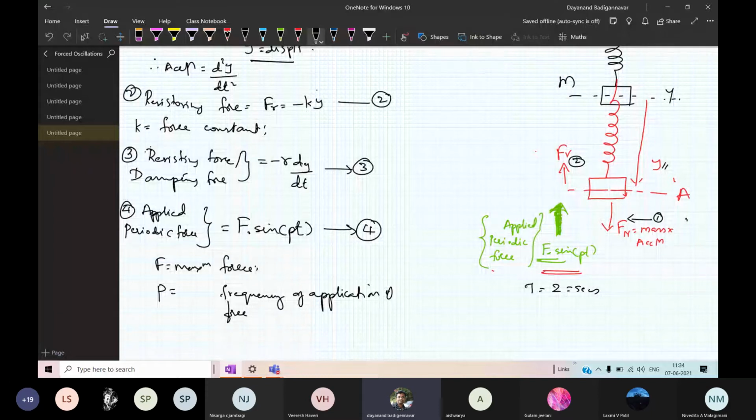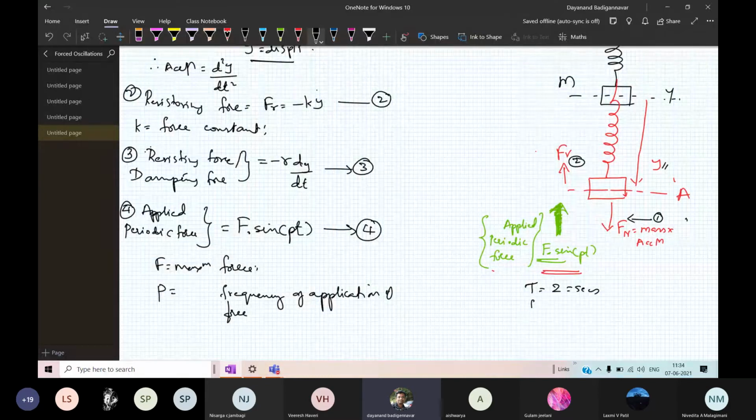Why? Because the oscillation period is 2 seconds. Therefore frequency f is equal to 1 upon T, that is 1 by 2, which is 0.5 hertz. This is the linear frequency.